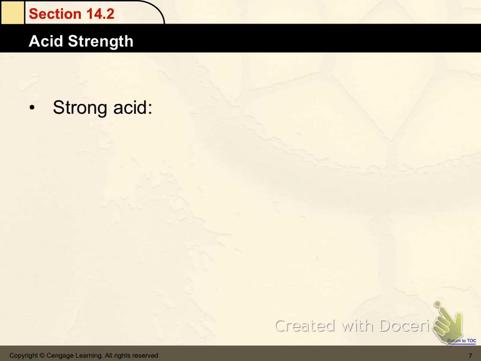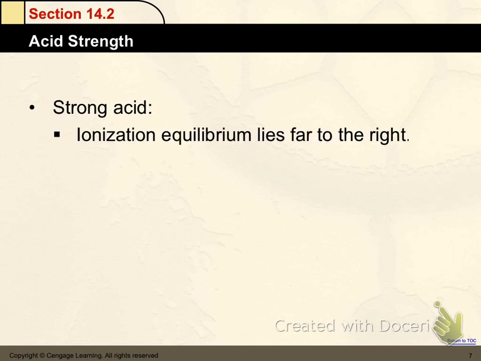Let's talk about acid strength now. This is 14.2. Okay, what makes a strong acid? I mean, you think about horror movies, right? Eating the skin and dissolving the bodies and all that stuff. Crazy. But what actually makes a strong acid? Well, that's actually defined in chemistry. A strong acid is an acid in which the ionization equilibrium lies far to the right. That means that the acid, let's say HCl, completely dissociates into hydrogen ions and chloride ions.